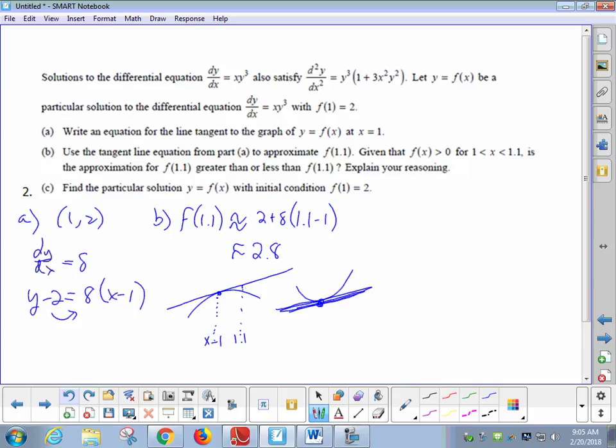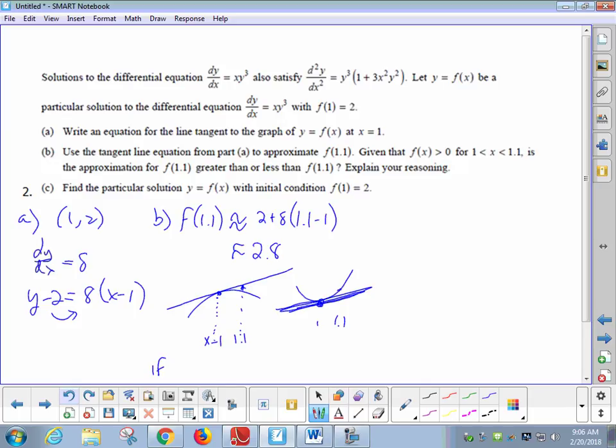Overestimate. You can see that the tangent line is above the true curve value, right? In this case, will the tangent line overestimate or underestimate the true curve value? Under. So what's it all about then? To know if it's an over or an underestimate, it's all about concavity. It's all about the concavity.